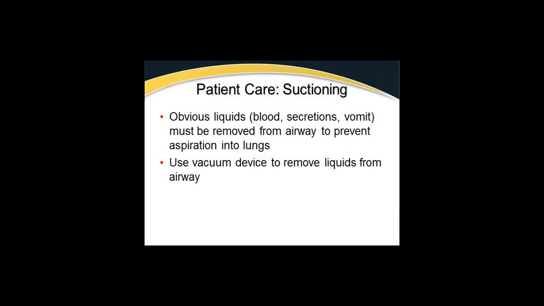And suctioning. Suctioning is what we use when we have obvious liquids, usually blood or secretions, vomit, maybe something that they had to drink. We've got to remove that from their airway to prevent it from being aspirated, which means sucked into their lungs. So when we have that in place, we use this kind of vacuum device in order to remove those liquids from the airway.